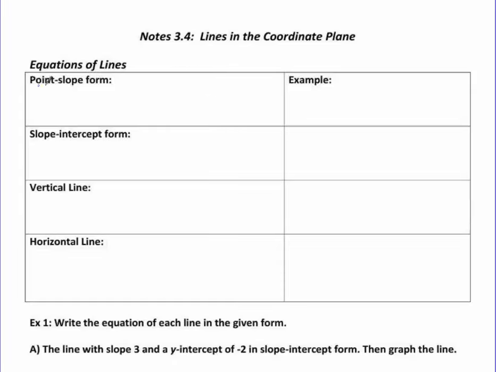So the first thing we're going to write down is point slope form. And you'll remember this one. It's y minus y1 equals m times x minus x1. That's just the equation of a line in point slope form. An example would look like this. So you might see y minus 5 equals negative 2 times x minus 3. We'll take a minute and label this and talk about what it really is.